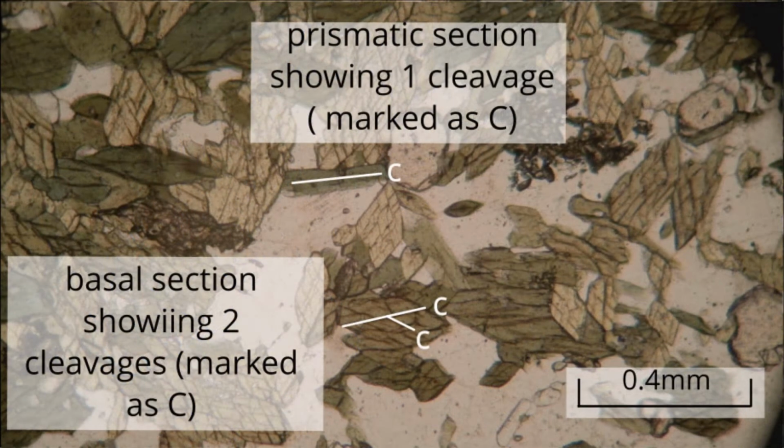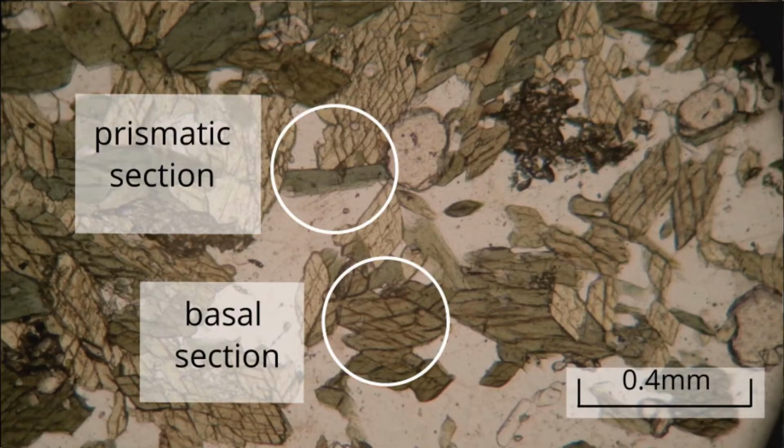Basal sections of hornblende show 2 cleavages at 56 degrees and 124 degrees to each other. Prismatic sections of this mineral show just 1 cleavage. Cleavage in hornblende is best seen under higher magnification. Here is a basal section showing the 2 distinct cleavages, and a prismatic section showing 1 cleavage. The cleavage in the prismatic section is less well defined.